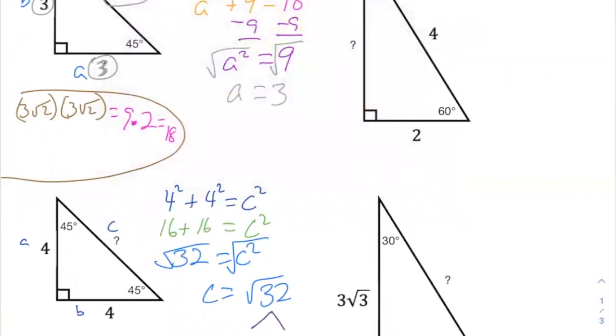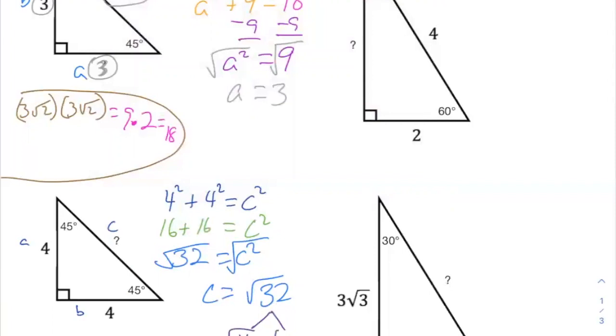Remember the perfect squares: 1, 4, 9, 16, 25. 1 squared, 2 squared, 3 squared, 4 squared. All right, I want the largest one that's a factor of 32. Well, if I find the biggest one, it's going to be 16. Well, 16 times 2 is 32.